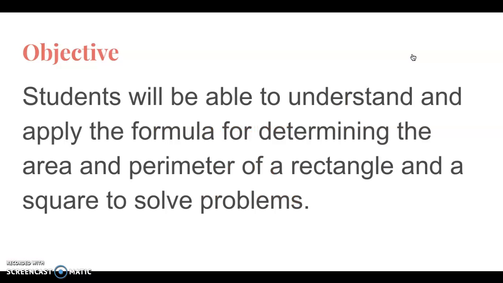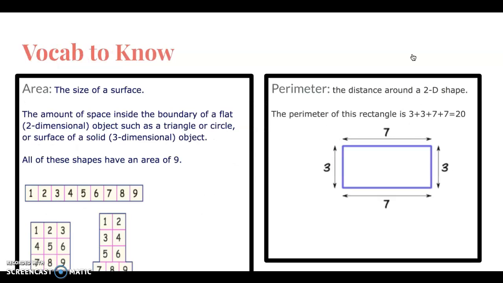The objective is students will be able to understand and apply the formula for determining the area and perimeter of a rectangle and square to solve problems. So here's some vocabulary that you need to know.